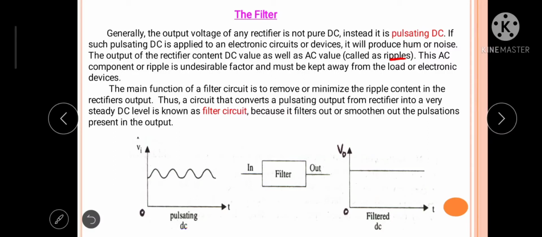As shown in this figure, the rectified output is normally this pulsating DC voltage. Now this pulsating DC voltage is connected to the input of this filter circuit, and by the action of the filter it gives us a somewhat steady voltage as shown in this output diagram.